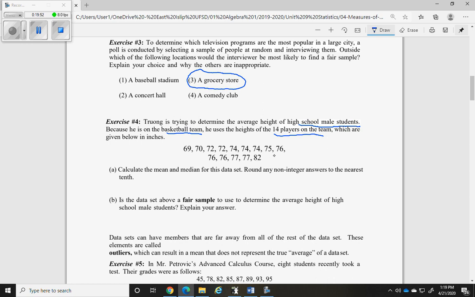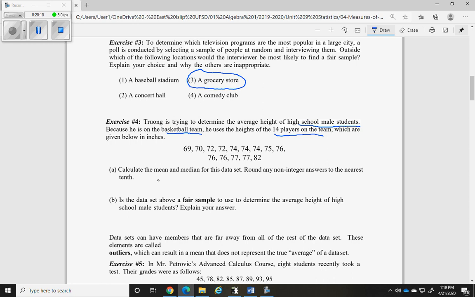If you want to know the average height of a male student in a school, you don't go to the basketball team, right? They all tend to be pretty tall. Usually basketball players are on the taller side. So he already has a biased sample.